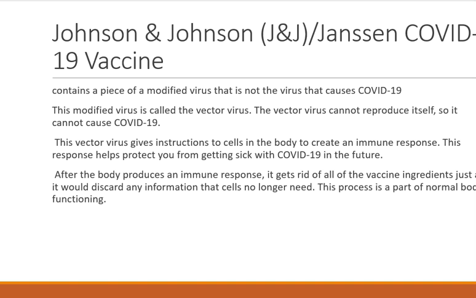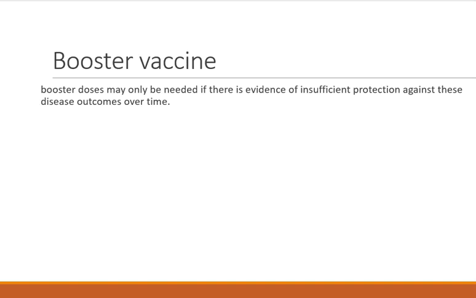Good. Sometimes you require a booster vaccine, and booster doses may only be needed if there's evidence of insufficient protection against the disease outcome over time. The current concept is that when you get the Pfizer or Moderna, you need to get two shots. But for Johnson and Johnson, you only need one shot. But after some time, when it is thought that you need a booster, then you need to be given it so that you can be protected against the disease outcome after some time.